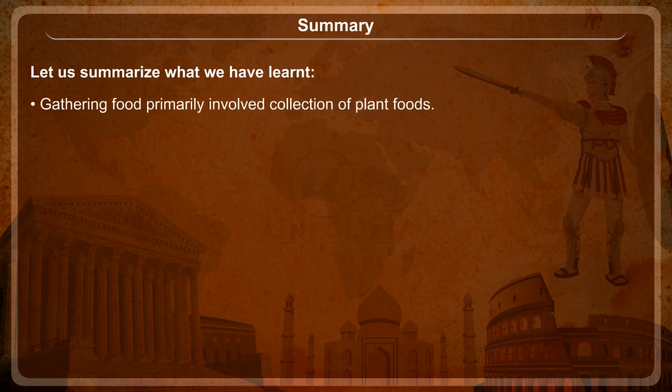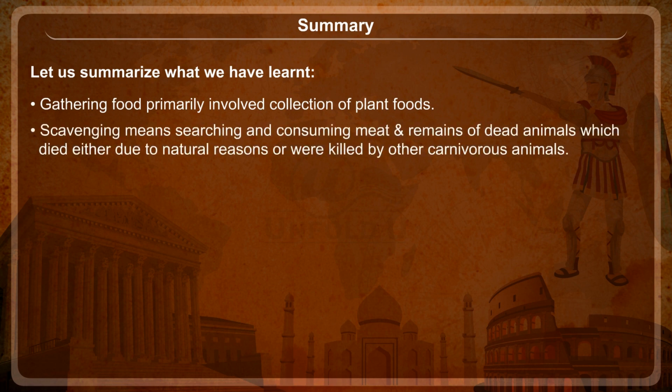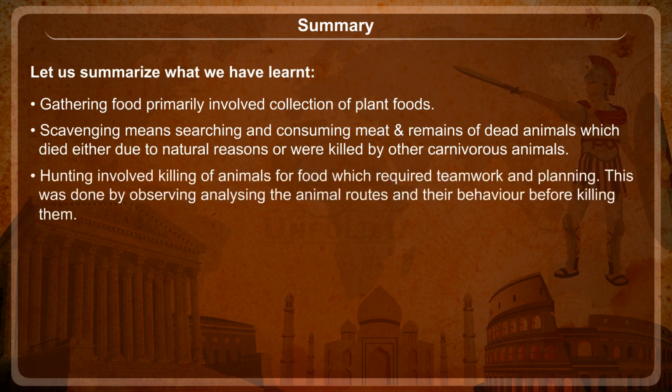Gathering food primarily involved collection of plant foods. Scavenging means searching and consuming meat and remains of dead animals which died either due to natural reasons or were killed by other carnivorous animals. Hunting involved killing of animals for food, which required teamwork and planning. This was done by observing and analyzing the animal routes and their behavior before killing them.